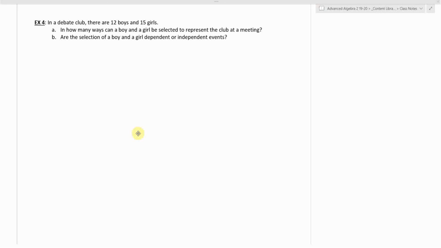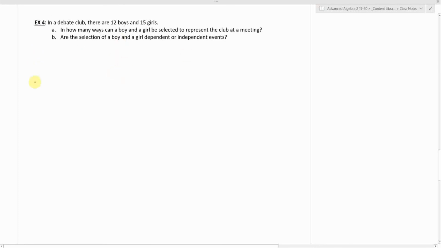All right, now that we have some basic terminology and conventions down, let's go ahead and get into some examples, do a couple practice problems here, like you might see in your homework. It says, in a debate club, there are 12 boys and 15 girls. So part A, in how many ways can a boy and a girl be selected to represent the club at a meeting?